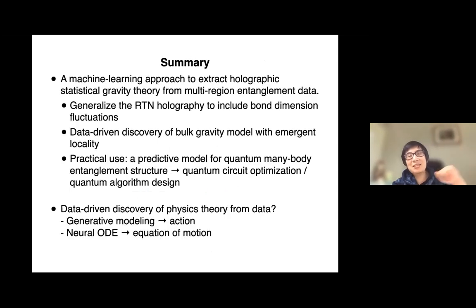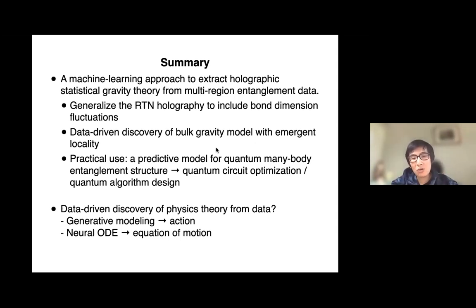I will maybe skip this, and the summary is that we provide a machine learning approach to extract holographic statistical gravity theory from multi-region entanglement data. In this work, we generalize the random tensor network holography to include bond dimension fluctuation, and it turns out that's very important in capturing multi-region entanglement. This gives us a data-driven approach to discover gravity fluctuation from entanglement. And it turns out there's an emergent locality in the gravity model, which I think is very interesting.